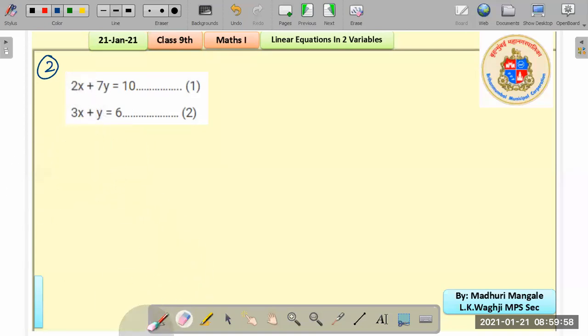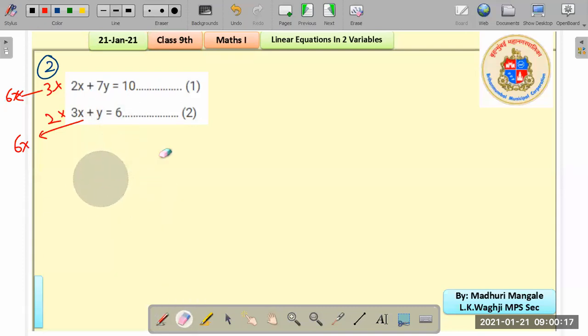Can we make x terms same? Yes, we can. Like if you multiply this 2x with 3, this will become a 6x. And if you multiply a 2 to the 3x, that would become again a 6x. So x terms are same.